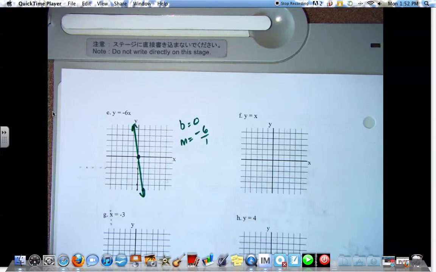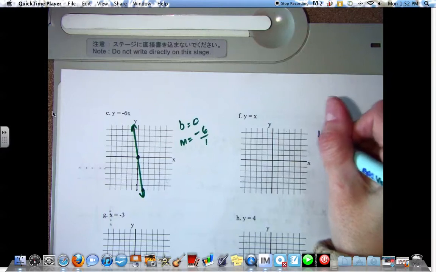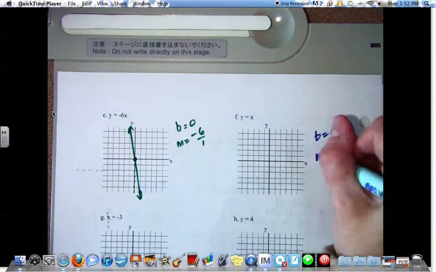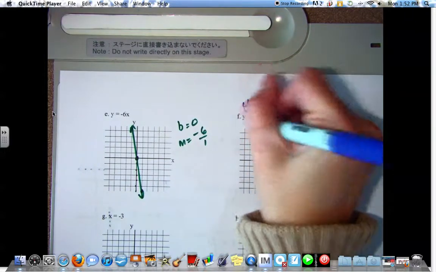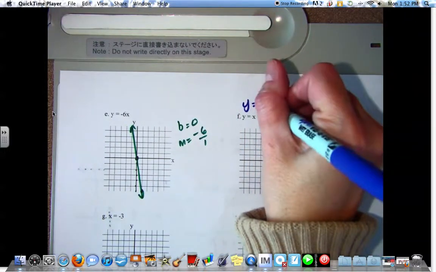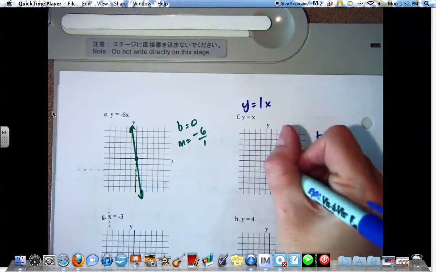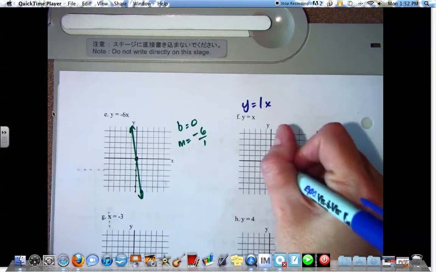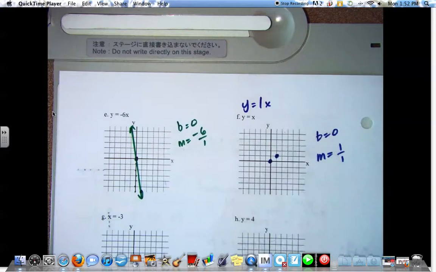All right, F. y equals x. What's my slope? My y-intercept is 0, and my slope is 1/1. How do you know this is 1/1? Because when there's no number in front, it's the same thing as an imaginary 1. So start at where? At the origin, start at 0. And then go up 1.